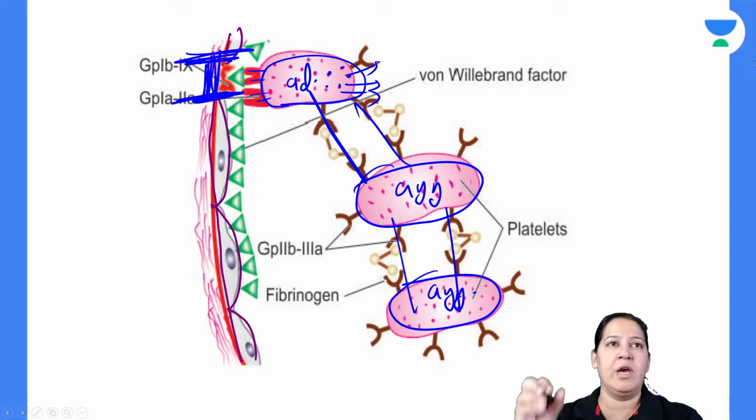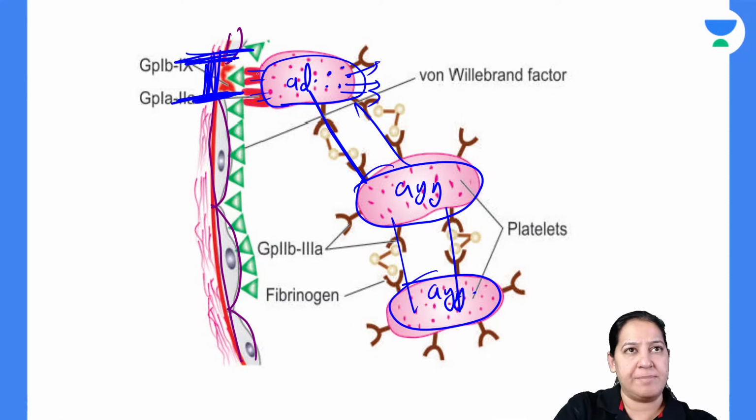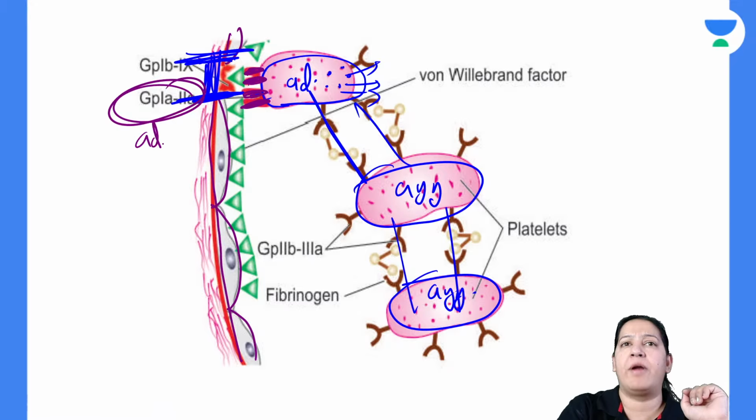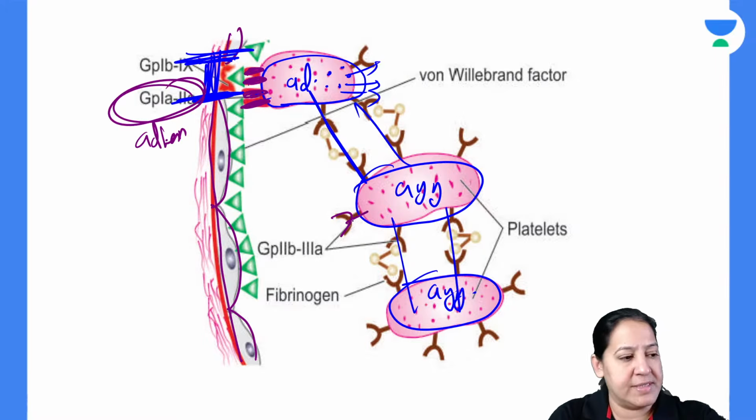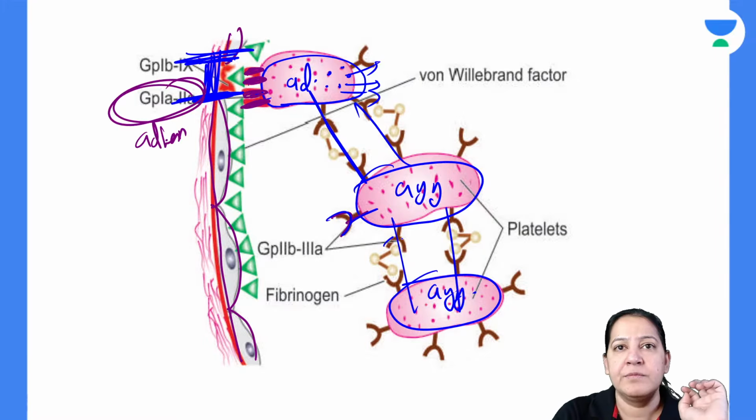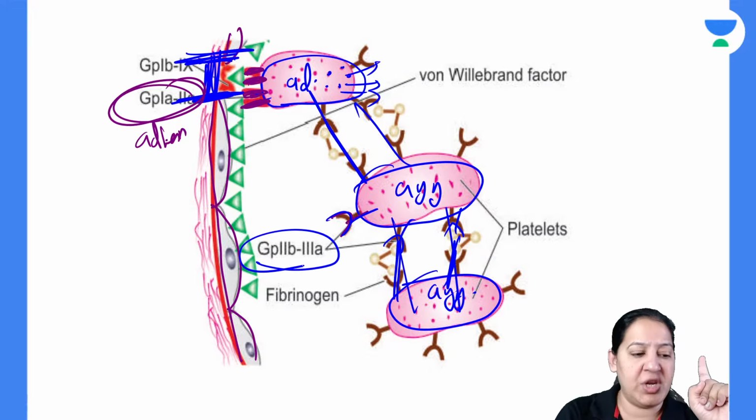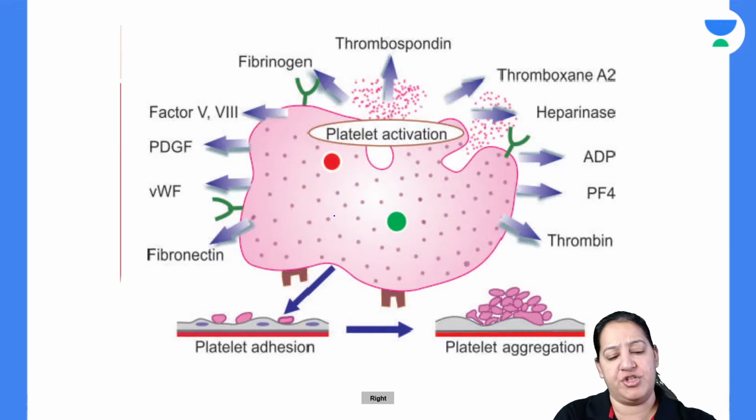The same diagram is shown here also. Appreciate the red color receptors here. The red color I am marking with purple now. These are GP1A2A responsible for adhesion. Adhesion. Have you got it? Appreciate the brown color receptors here. I am marking them with blue. These are forming a bond between platelet and platelet. These are 2B3A and these are responsible for aggregation. Give me a thumbs up.